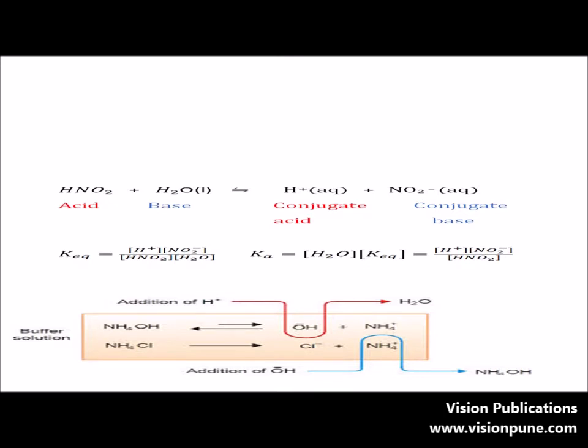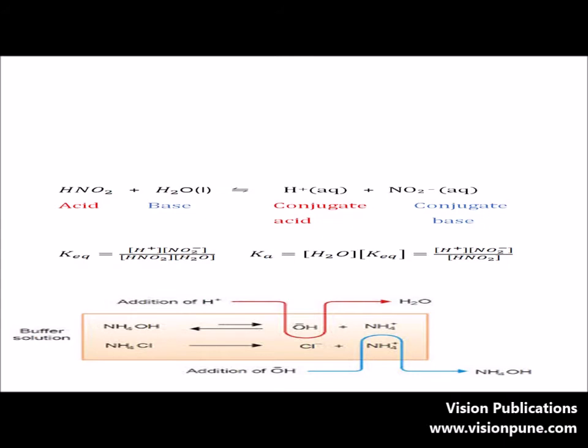At equilibrium, it is given by the concentration of protons and the concentration of nitrite ions divided by the concentration of nitrous acid and the concentration of water. Now the concentration of water always remains constant, therefore it is 1. Hence, at equilibrium the value of the ionization constant is equivalent to the ionization constant at given concentration.